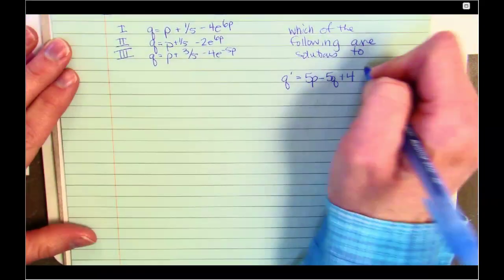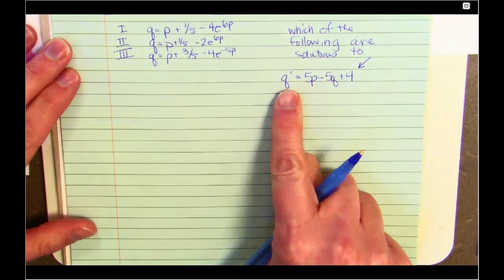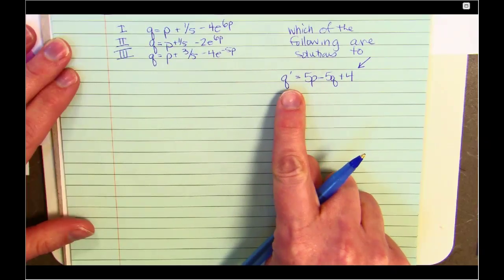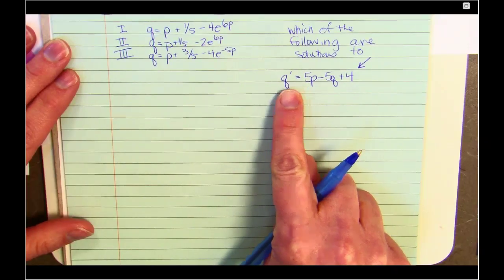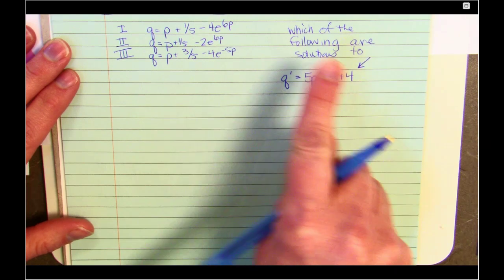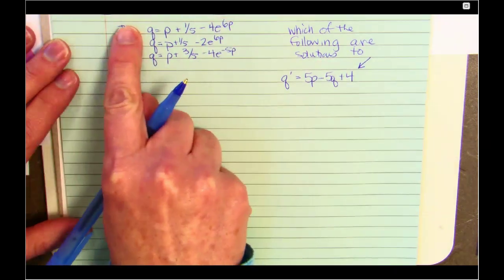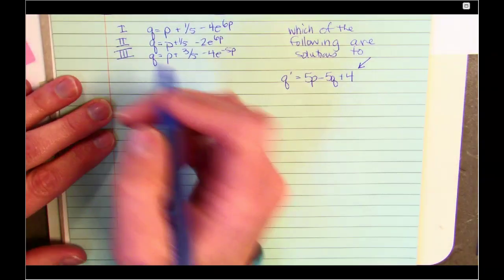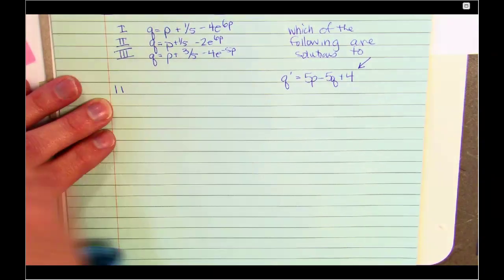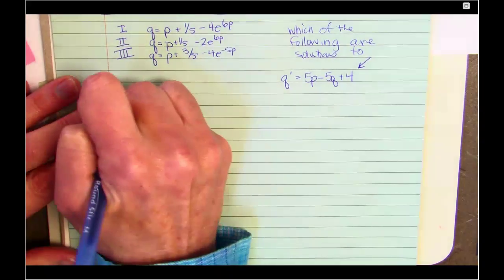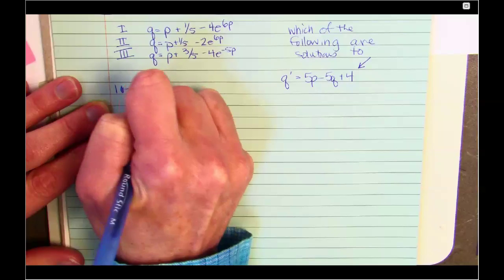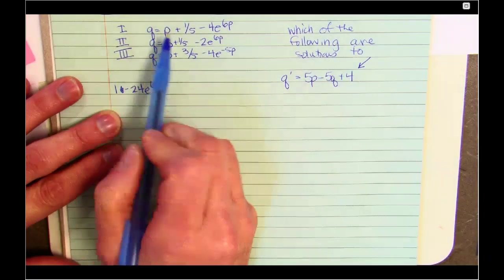Okay, so remember, here's what I want you to remember. This is the formula. So if this is Q, what's Q prime for the first one? 1 minus 24 e to the 6p. Yep. Okay, derivative of P is 1.